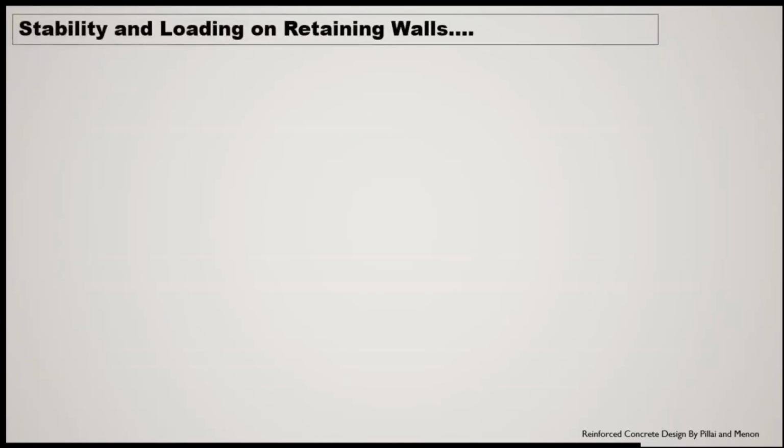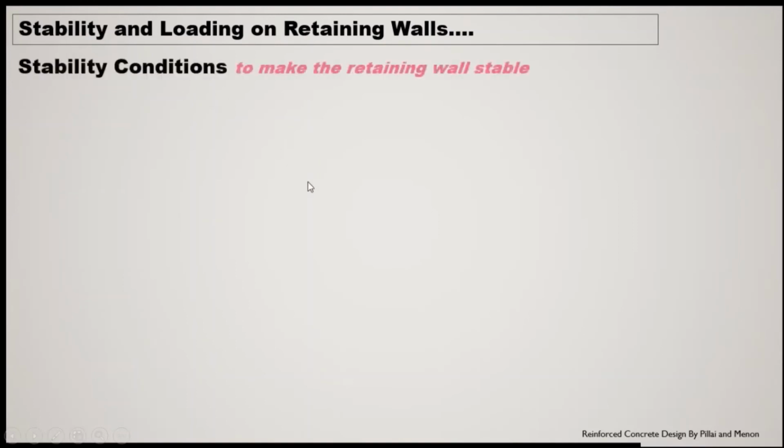Okay. So now another important aspect of the design is why we are designing the retaining wall. It has to retain various types of loads, and in this slide, we will discuss the various stability parameters, that is, what we have to consider while designing the retaining wall so that it should be stable. Now, stability conditions to make the retaining wall stable.